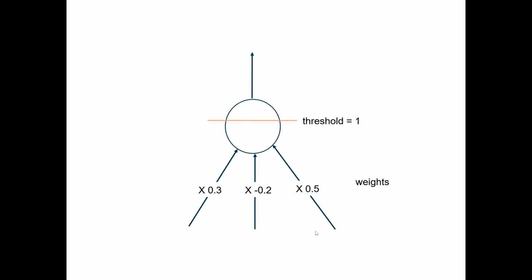Each input is associated with what's called a weight, that is a multiplier. We multiply the input of each neuron by a number. So here you see we have, for example, 0.3, minus 0.2, 0.8. These are all multipliers. And you can see that we have also a threshold. The threshold is set to 1, but it could be something else. This is really a very simplified example.